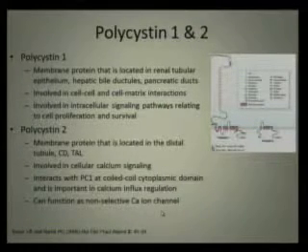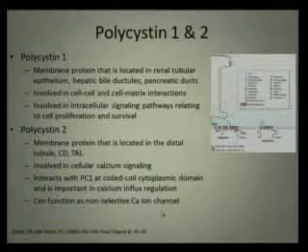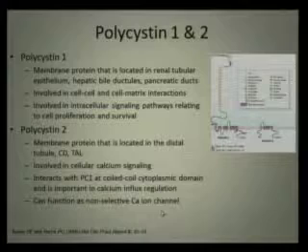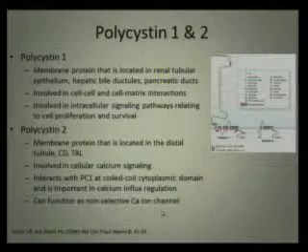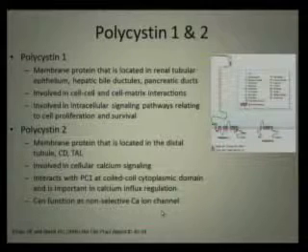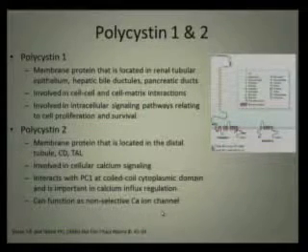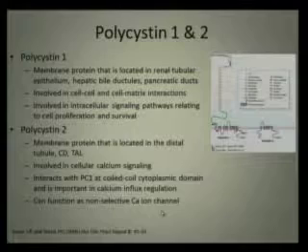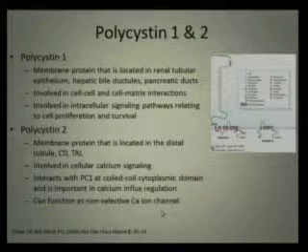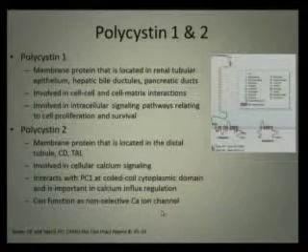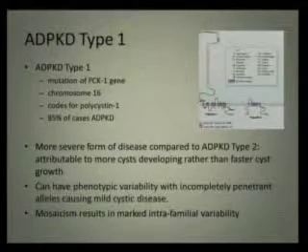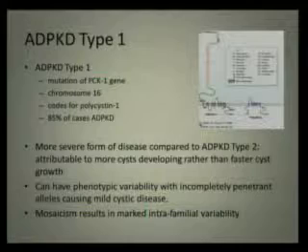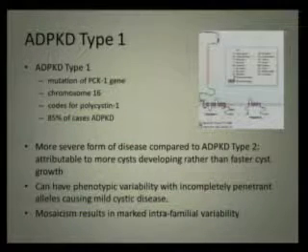And polycystin 2 is a membrane protein located in the distal tubule, collecting duct, and thick ascending limb. And it's involved in cellular calcium signaling. The polycystin 1 and polycystin 2 proteins actually work together. They're located right next to each other. And polycystin 2 can function as a non-selective calcium ion channel. And there are two types of ADPKD based on mutations in these two different proteins.